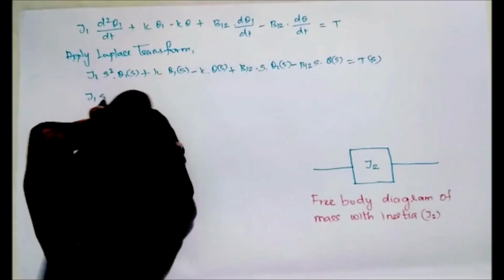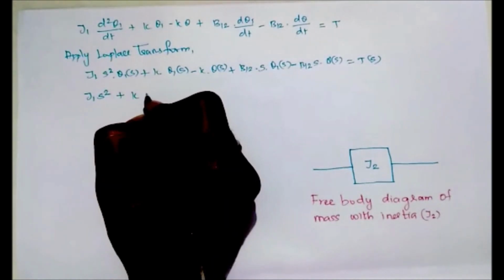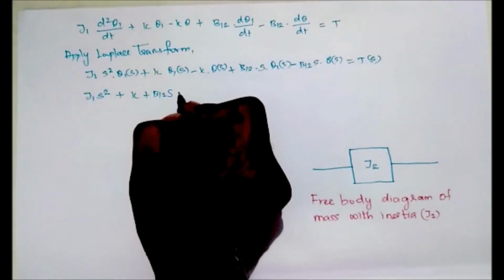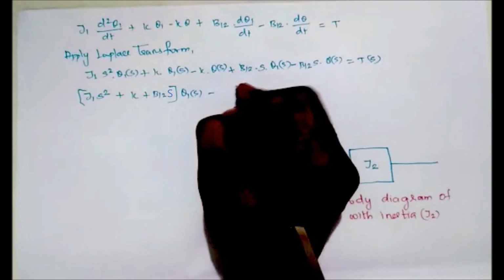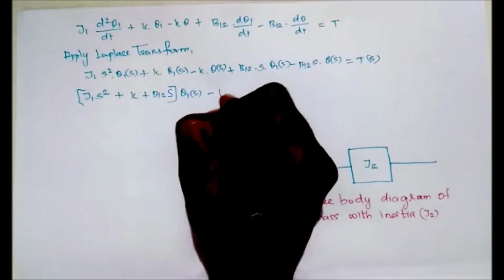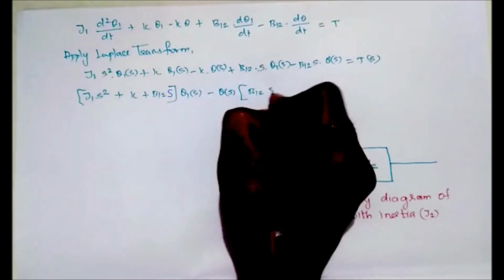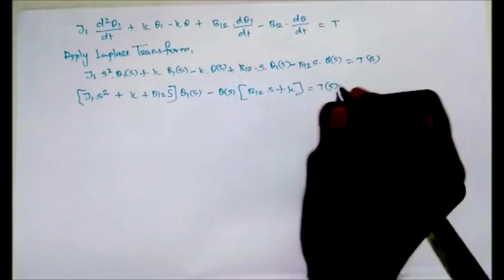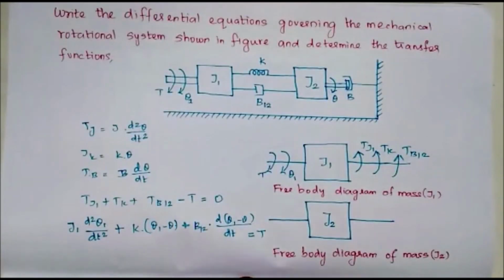So J1 s square plus k, then here theta 1 of s, therefore plus b12 s, that's all. Now theta 1 of s is outside. Next, this term and this term have the theta of s term, so we can take minus theta of s outside. Within the bracket, b12 s plus this term k, equal to T of s. Now we can consider this as equation number 1 from the given problem.